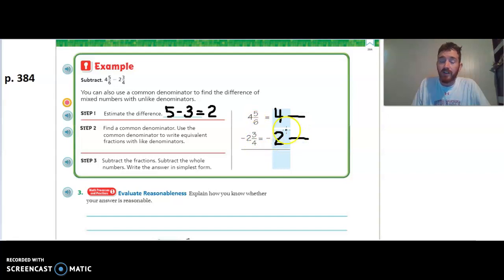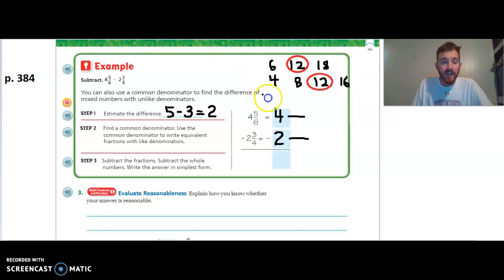6 and 4, if we talk about the multiples we could list, we could go 6, 12, 18 for the 6s. If we're going by 4s, we would go 4, 8, 12, 16. Then we'd see, okay, 12 is my common denominator. In this case, that is our least common denominator. You could use 24ths, but then you might have to simplify your answer. But let's go ahead and use 12ths for this example.